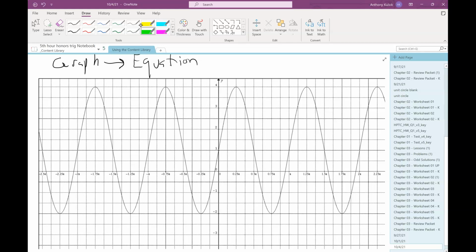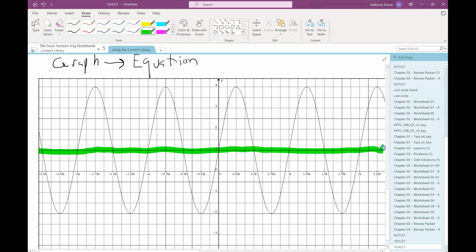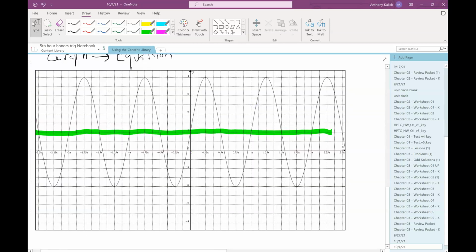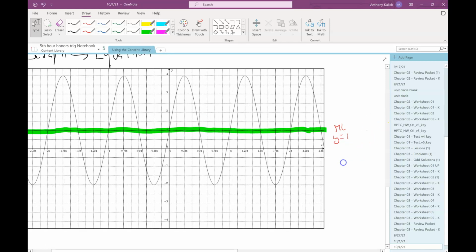So the first thing I like to do is to identify the midline. Remember, the midline kind of divides the graph in half. If I look with my eyes, it appears that the midline is here at y equals 1. You guys all agree with that? And that's nice because the midline gives me the value for k.